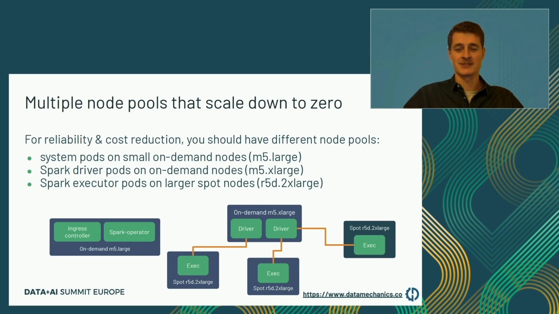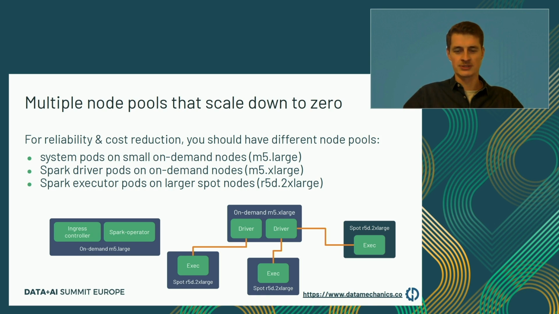Another important aspect when setting up a Kubernetes cluster for use with Spark is support for multiple node pools. This is important because the different pods in your cluster have different needs. The system pods, if you will, like the Spark operator pod, must run on a node pool with small on-demand nodes.